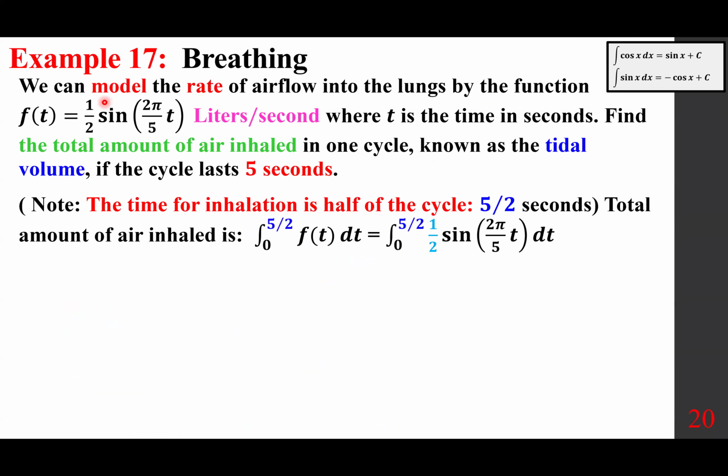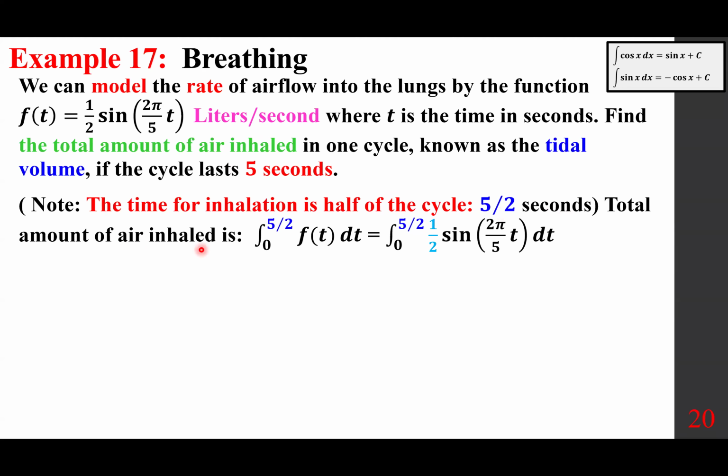Breathing. We can model the rate of airflow into the lungs by the function f of t equals 1/2 sine of 2π/5 times t liters per second, where t is the time in seconds. Find the total amount of air inhaled in one cycle, known as the tidal volume, if the cycle lasts 5 seconds. Obviously, if in and out takes 5 seconds, inhaling takes only half of that. So the time for inhalation is half of the cycle. That means 5/2 seconds.